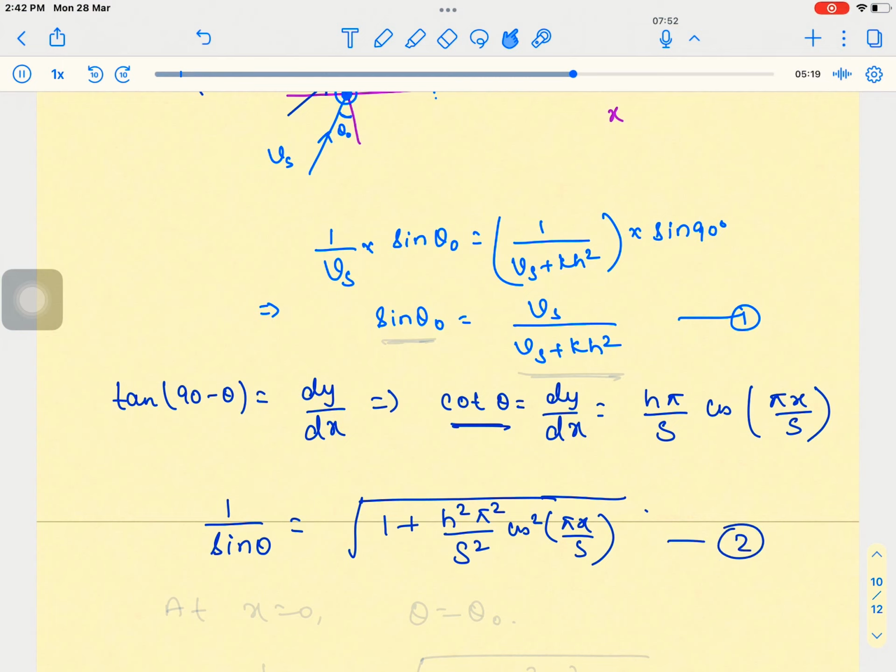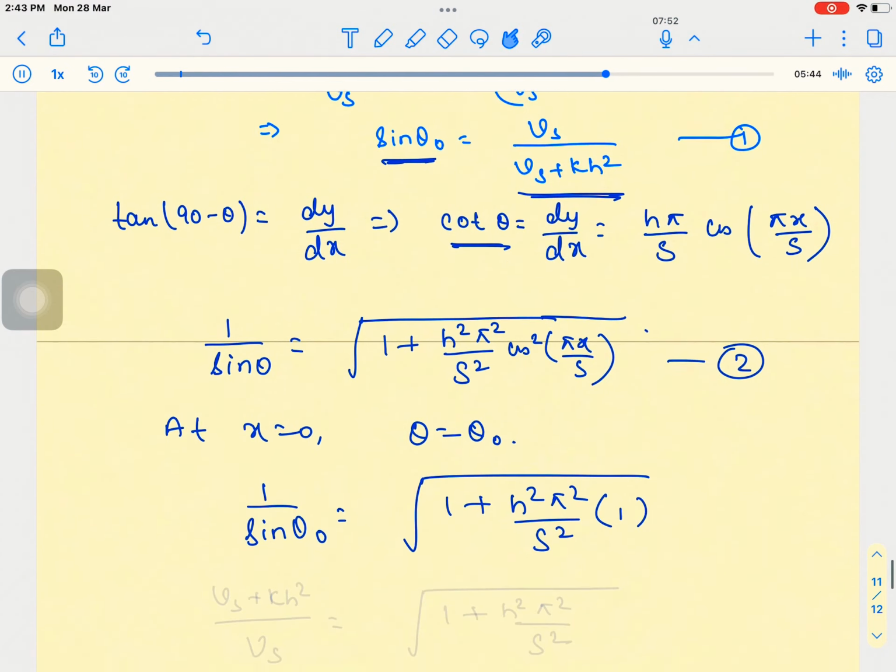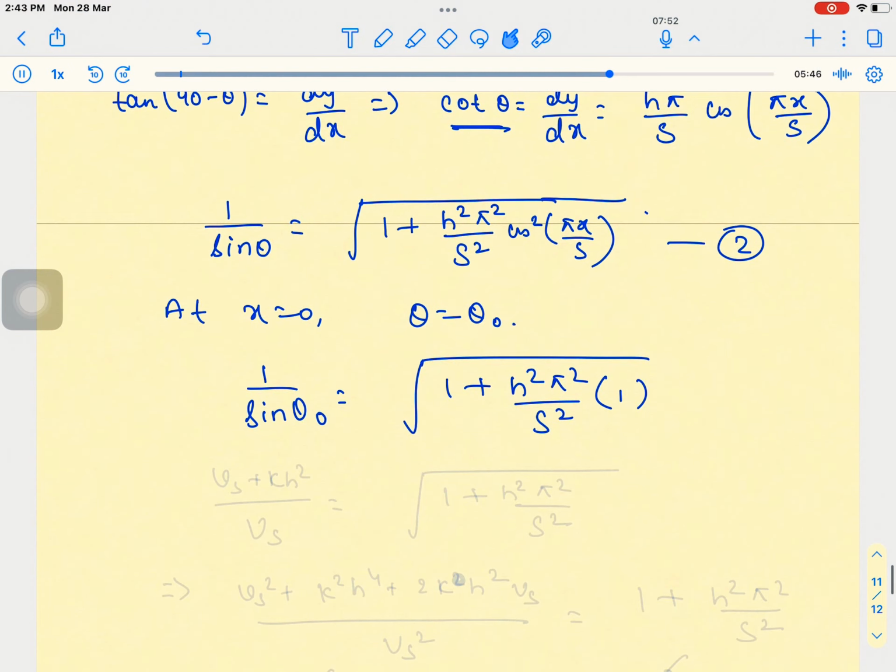Now where it is entering, that theta naught value is known already. So if I put x is equal to 0, theta is theta naught, hence I can say 1 by sine theta naught is equal to root over 1 plus h square pi square by s square, and this value will be 1. And the sine theta naught value I have, which is Vs upon Vs plus kh square, so I put it there. So that is Vs plus kh square upon Vs is equal to root over 1 plus h square pi square by s square.